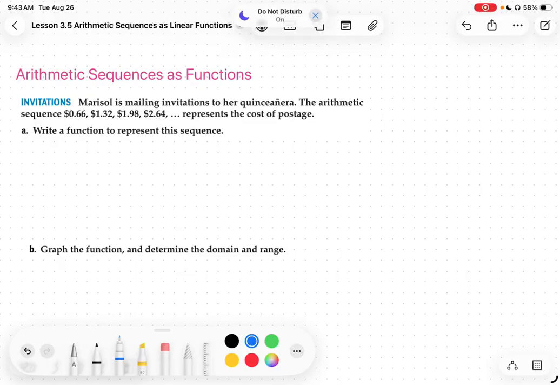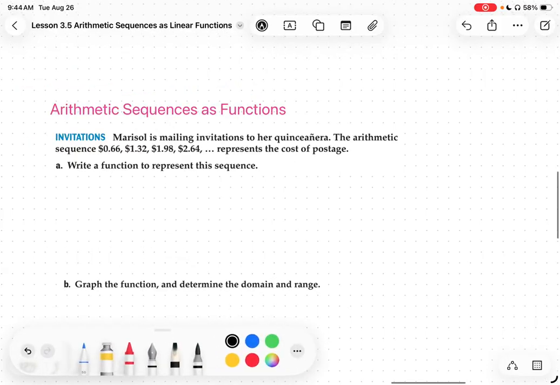Marisol is mailing invitations to her quinceañera. The arithmetic sequence 0.66, 1.32, 1.98, 2.64 represents the cost of postage. So we're going to write a function, then we're going to graph it, and then we're going to determine the domain and range. So to write a function, we need to know a couple of things.